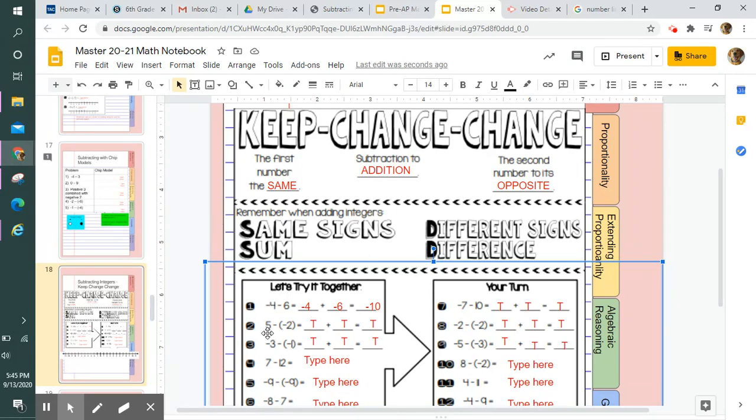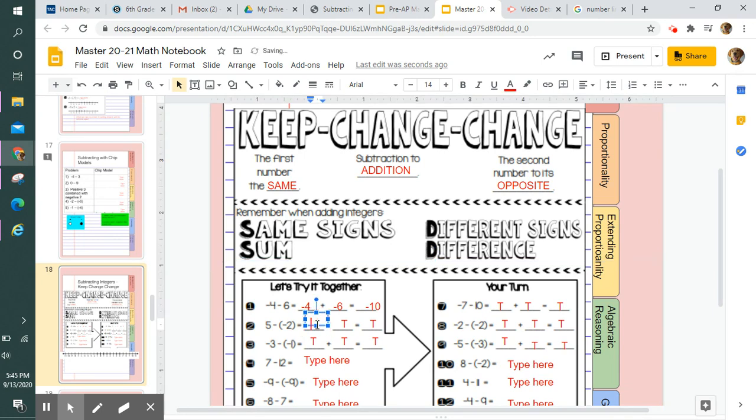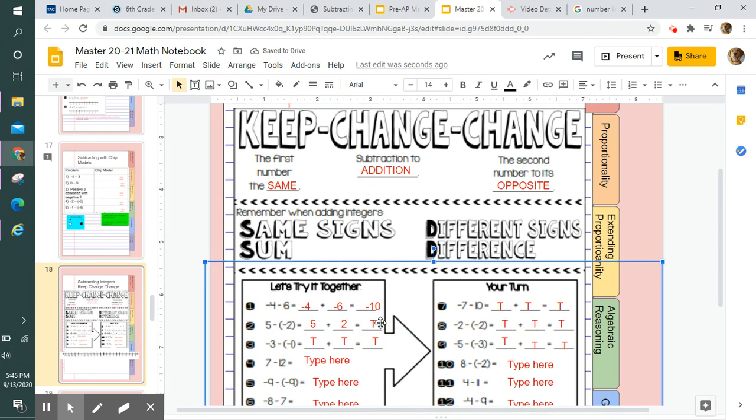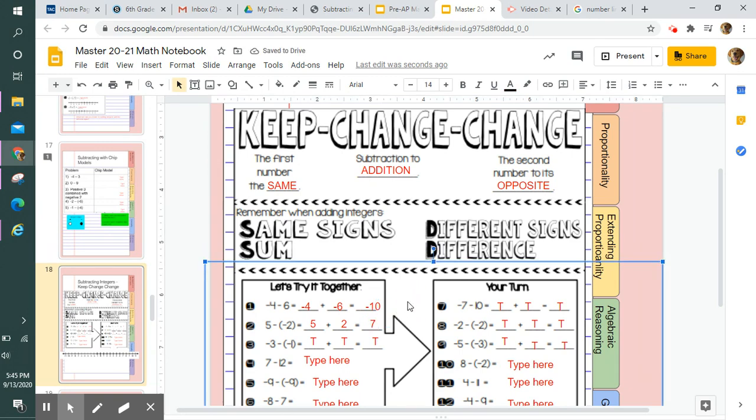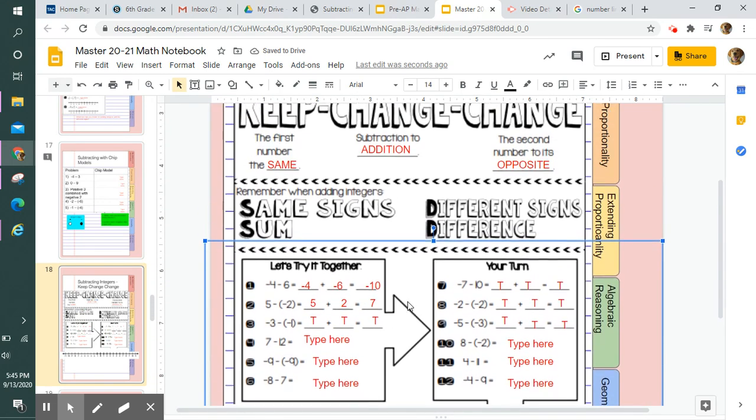So this one, we have 5 minus -2. We're going to keep the first number, change it to addition, which it already did for us, and change our -2 to its opposite, which is +2. This one I don't think we need the number line for. 5 plus 2 is 7.